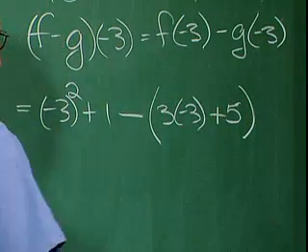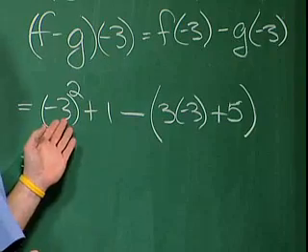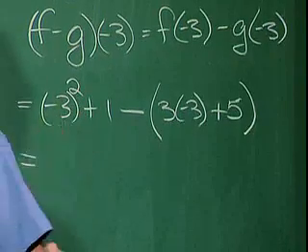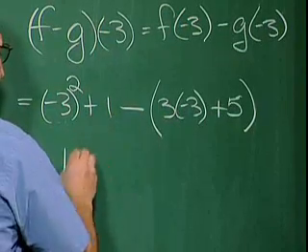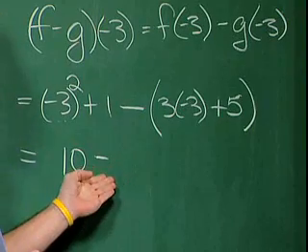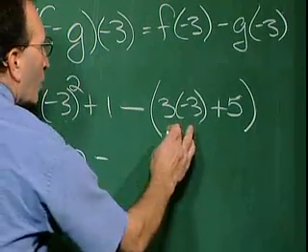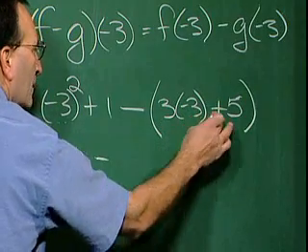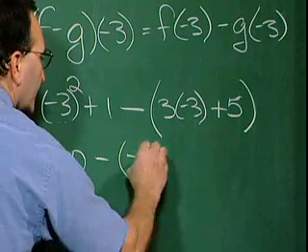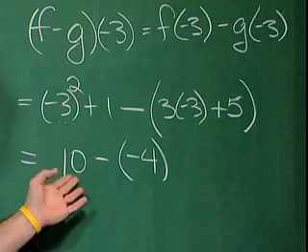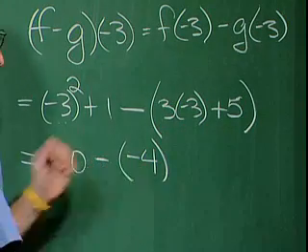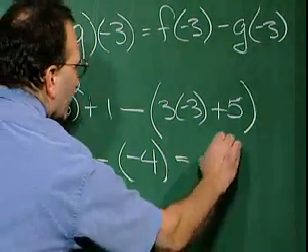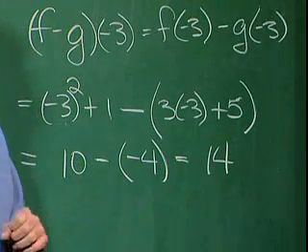Close the parentheses. This is going to be equal to negative 3 squared is going to be positive 9 plus 1 is 10. Then subtract off what's in the parentheses. So 3 times negative 3 gives us negative 9 plus 5 gives us negative 4. 10 minus a negative 4 is really 10 plus 4, and so that answer is 14.